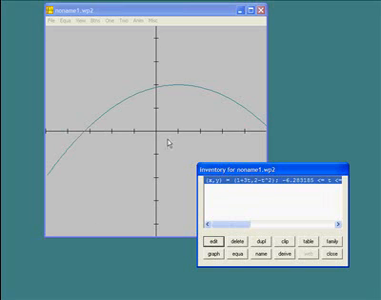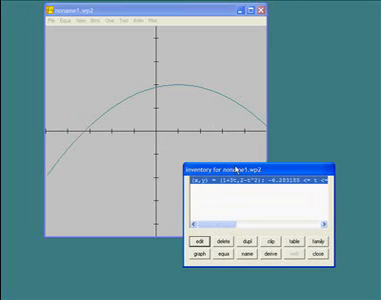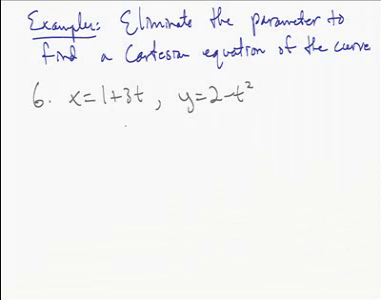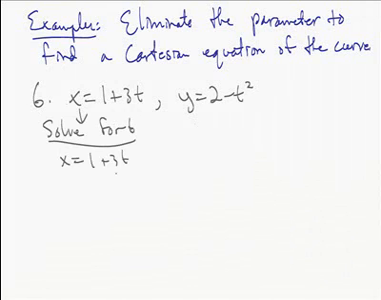It looks like this is a function. You can see it passes the vertical line test, so we should be able to eliminate the parameter and represent this curve as a function y equals f of x, y as a function of x. Well, usually the easiest way to do that is to solve for t in one of our equations, usually the x equation.